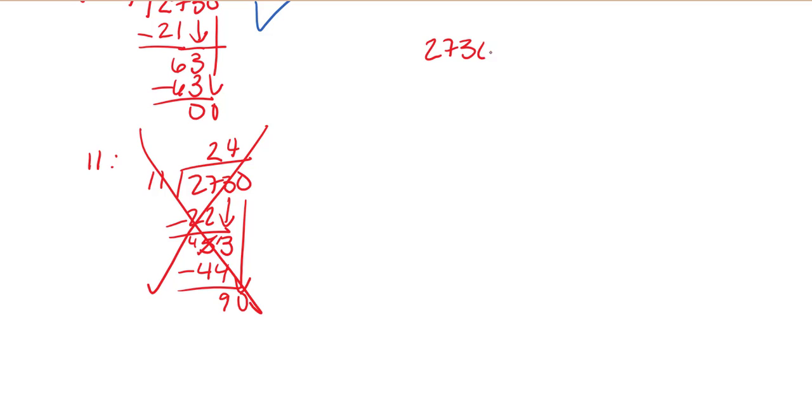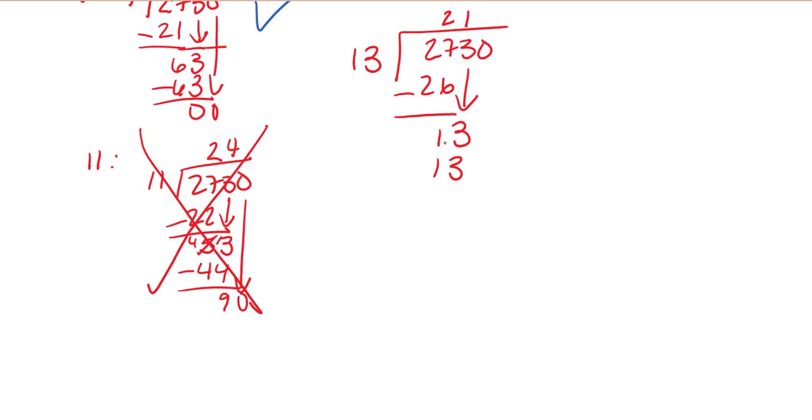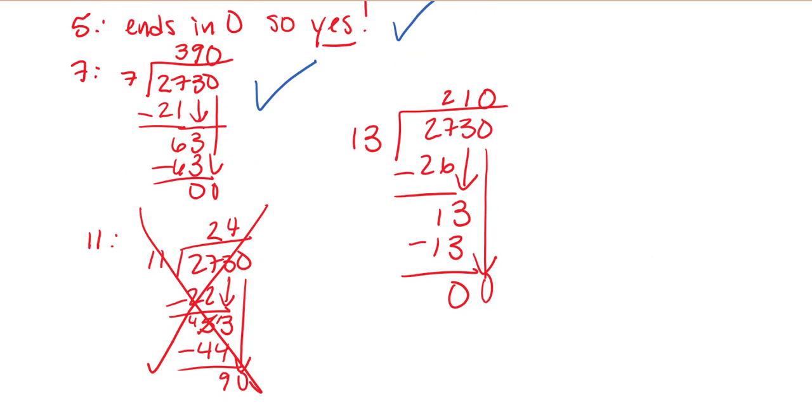Let's look at the next number. How about 13? 13 can go into 27 2 times, because that's 26. We subtract and get 1. Bring down the 3. 13 goes into 13 perfectly 1 time. So 13 times 1 is 13, and that's 0. We bring down the other 0. 13 can't go into 0, so it's just 0. So let's say 13 gets a check mark.